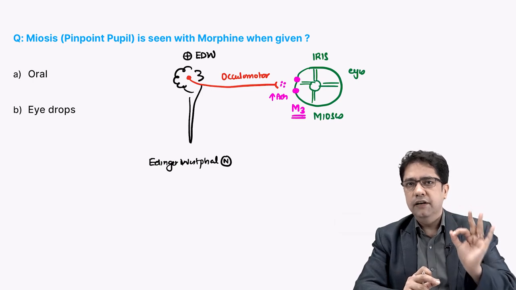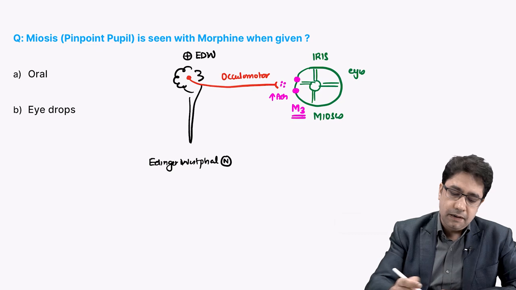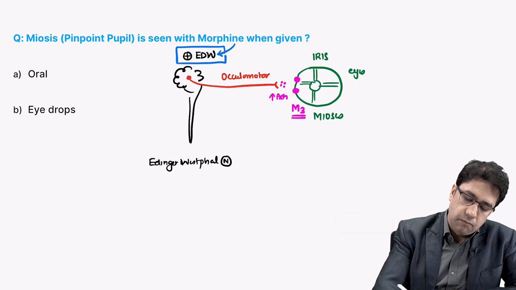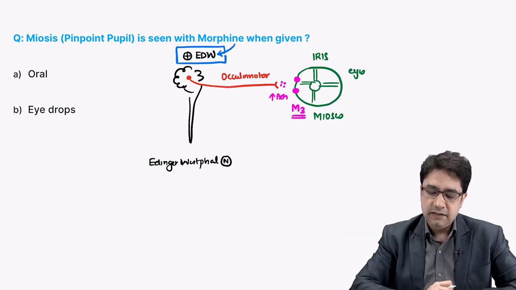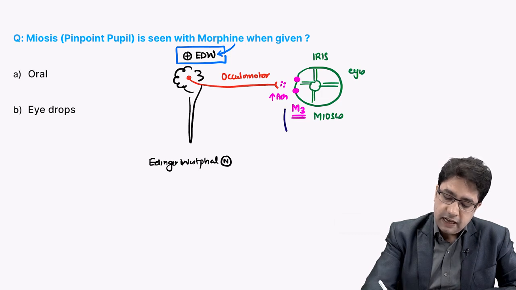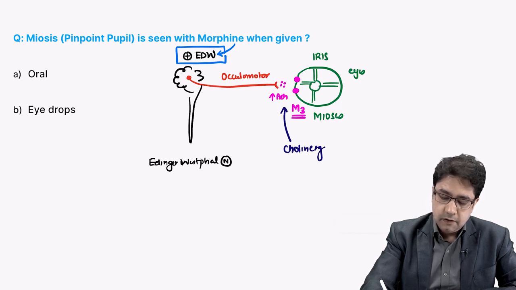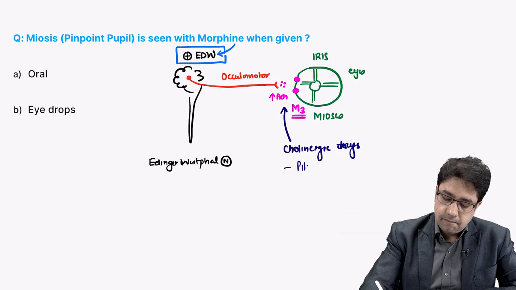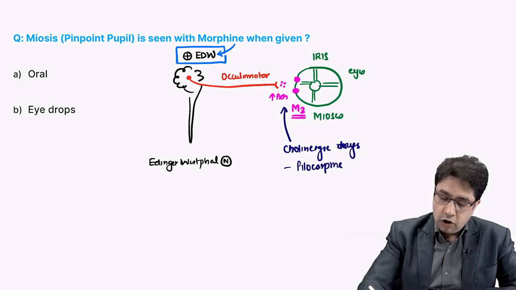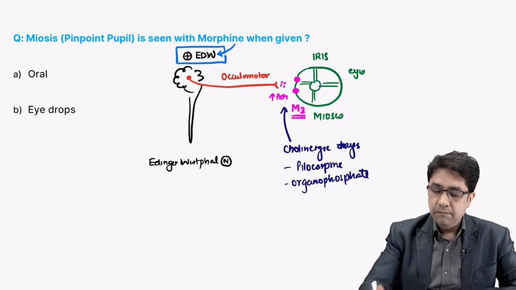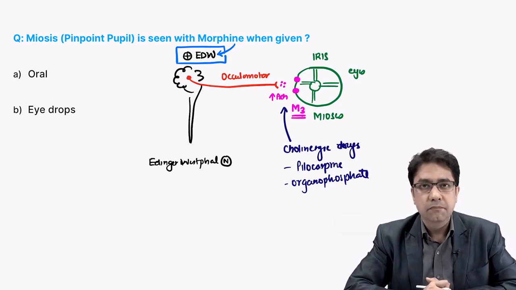Now, where does morphine act? Remember, morphine stimulates the Edinger-Westphal nucleus in the brain. And any drug which acts like acetylcholine, like cholinergic drugs such as pilocarpine and organophosphate, they act on the M3 receptor of the iris and produce meiosis.